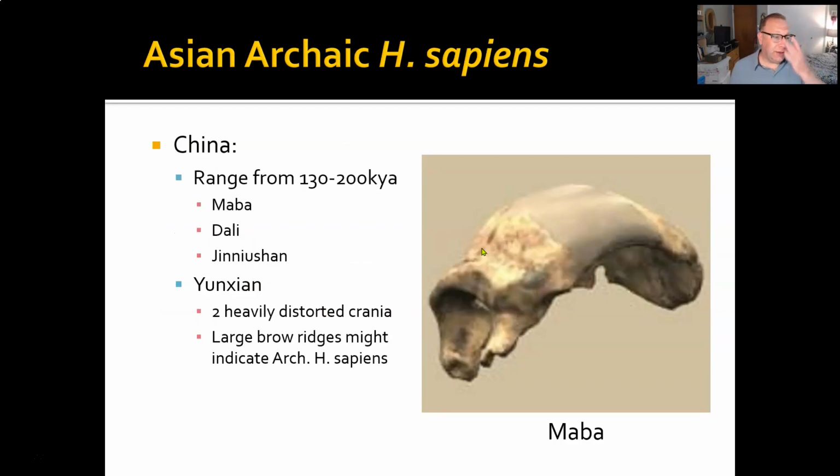In China, there are 3 main skulls, Maba, Dali, and Jinniushan. Yunxian, and I'm sure I'm butchering the pronunciation, I do apologize for that, yielded 2 heavily distorted crania, so although the large brow ridges are used as evidence to point towards Archaic Homo sapiens, we have to be very careful about conclusions made from those because of the deformation.